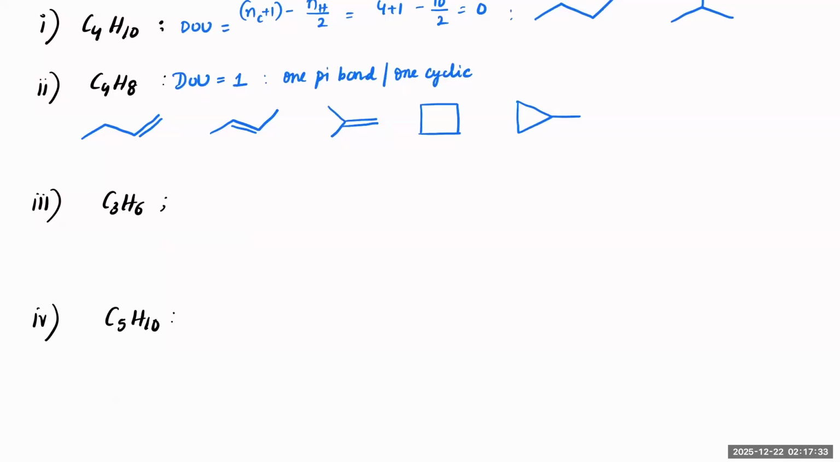C3H6. Again, how many carbons do we have? What is the degree of unsaturation? Degree of unsaturation will be equal to 1. So the logic is I can have 1 pi or 1 cyclic. So three carbons with a pi bond. This is one part we can have. The other part is a cyclic structure like this. Done. So these are the only two which we can make. So there is no other way I can make one more pi bond or cyclic structure.